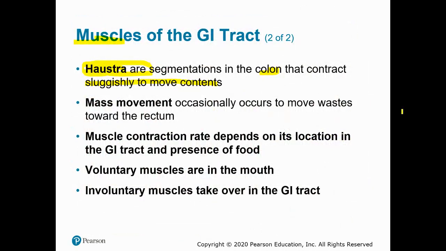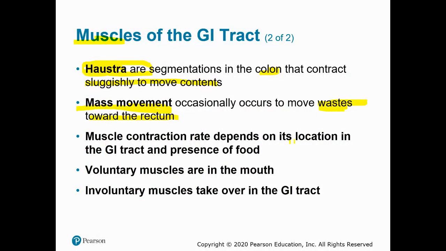They look like rings along the colon. And again, they function similar to peristalsis. They help move the contents along just a little more slowly. Mass movement is a term that refers to the movement of the waste products toward the rectum. So like getting ready for a poop, getting ready for a bowel movement.